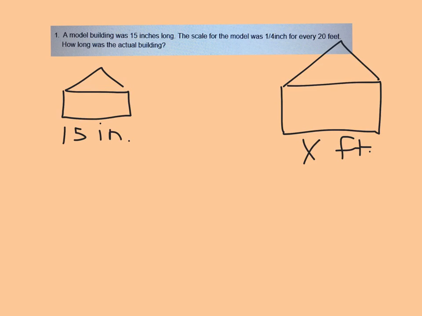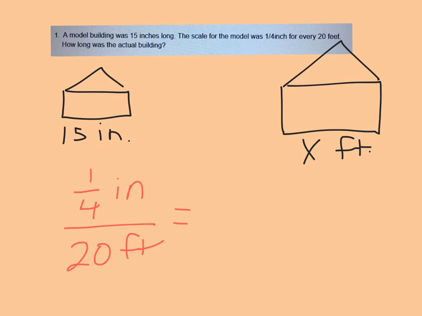All right, so I drew a model house. So here's my model. That's the small version, and it's 15 inches long. So I put that in from the problem. And then my real house, or the actual building, we don't know how long that is. That's what we need to figure out. So I'm going to use the scale that they gave me in the problem to figure that out.